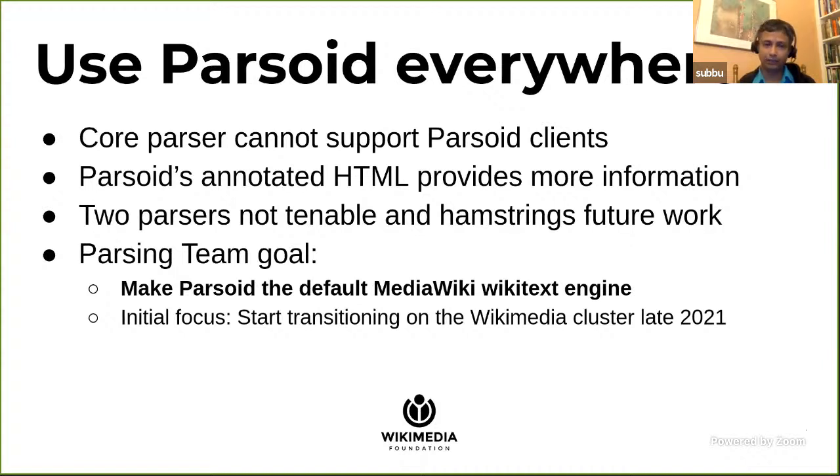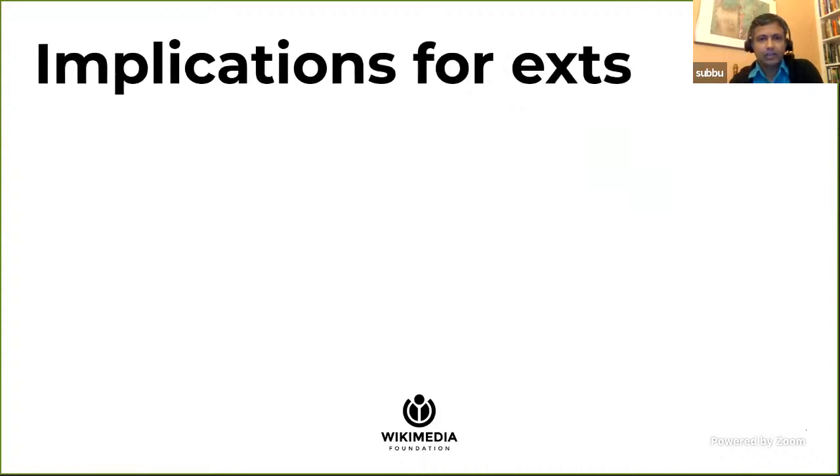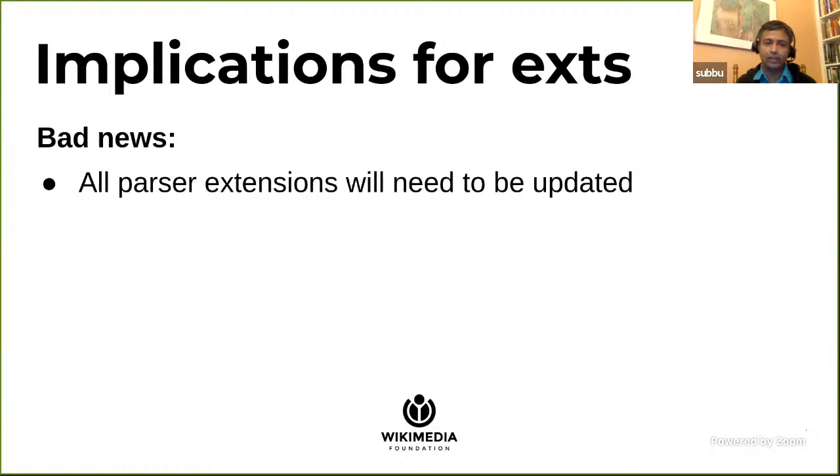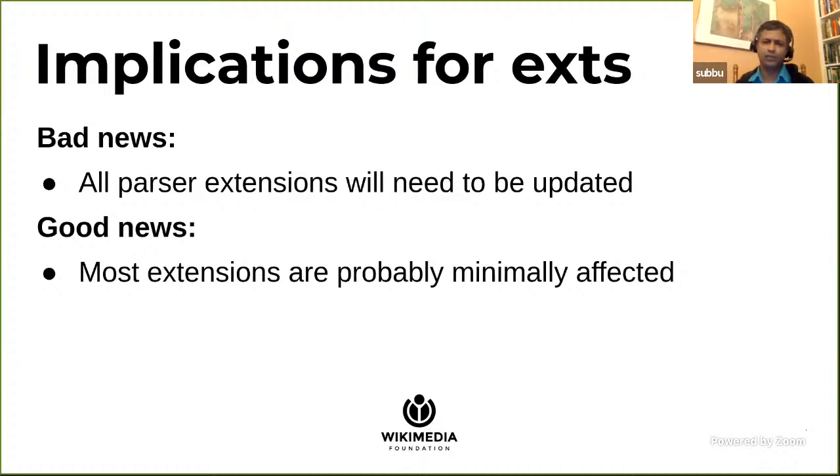As a first step, we want to start transitioning this on the Wikimedia cluster sometime next year, probably late 2021. So what does this mean for extensions? The bad news is that all extensions that use parser hooks or the Parser API will need to be updated. The good news is that most extensions probably will be very minimally affected. We are trying to make this transition as smooth as possible and not need extensive rewrites.